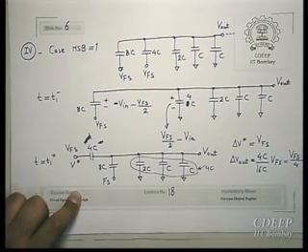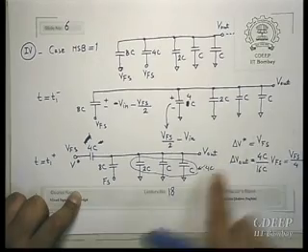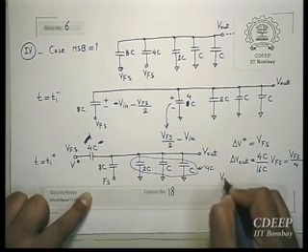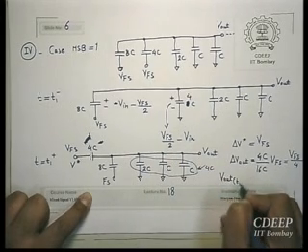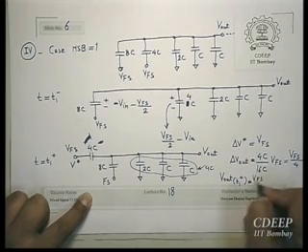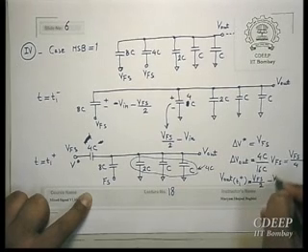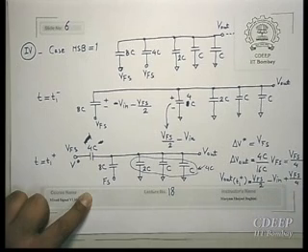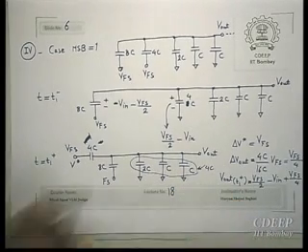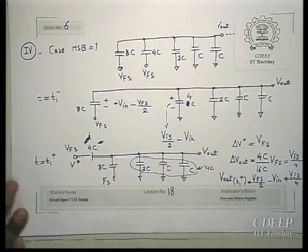So what was the original value of V out? The original value of V out was V full scale by 2 minus V in. Therefore V out now at T1 plus will be V full scale by 2 minus V in plus V full scale by 4, which will eventually be 3 V full scale by 4 minus V in.